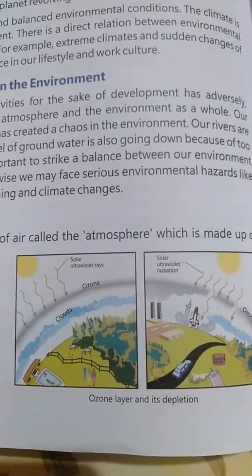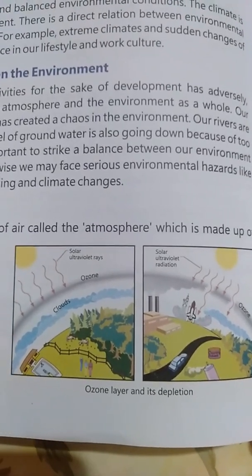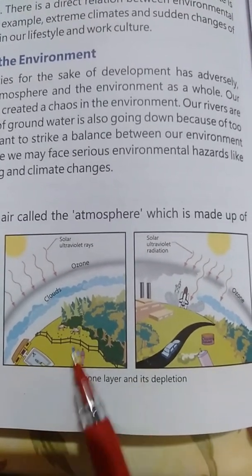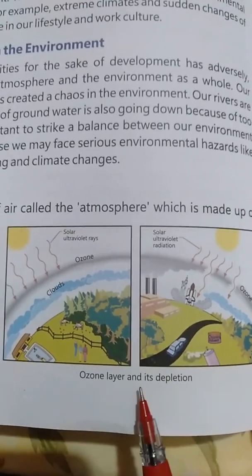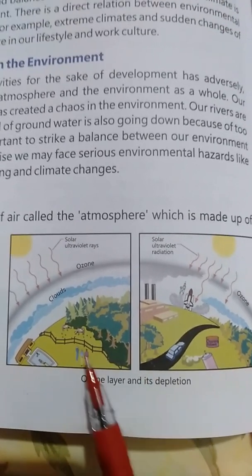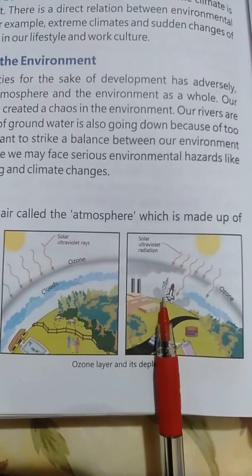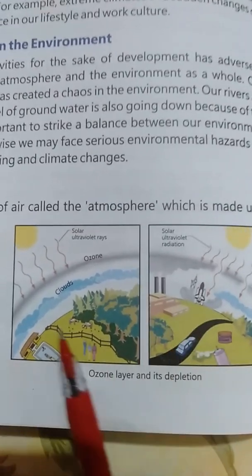Good morning, children. So let's continue the lesson from the topic effect of human activities on environment. Before that, there is a picture given over there. Two pictures are there. It's written ozone layer and its depletion. These two diagrams, you draw them in your notebooks also. And see the way they have shown.